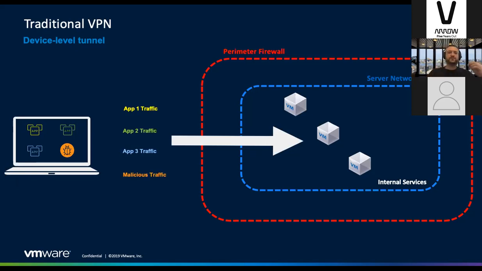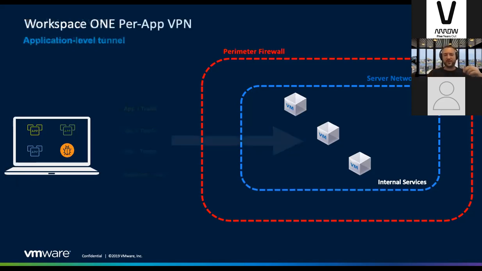So this is where Workspace ONE per app VPN really comes into its own, because with this you can configure individual applications across all the different ecosystems to set up their own VPN tunnel. So you can control that access as well. And we have something called the Unified Access Gateway that will sit in your DMZ, and that's what will integrate with NSX, and that's what will integrate with per app VPN.